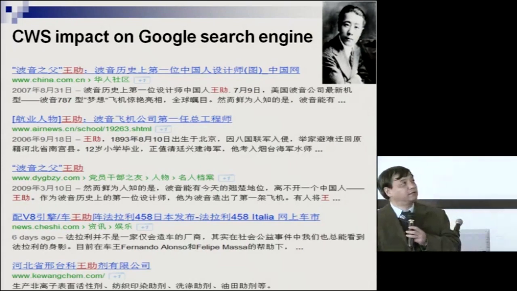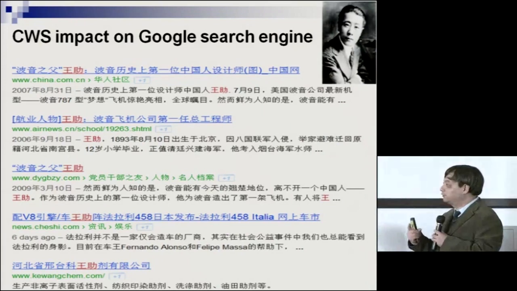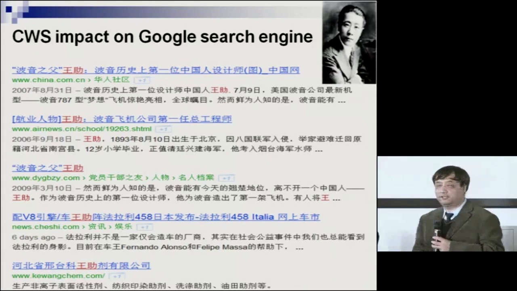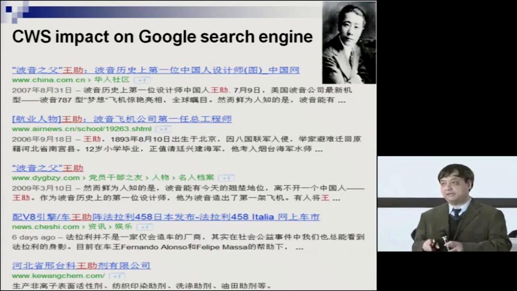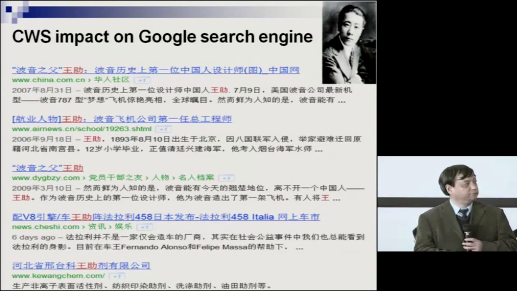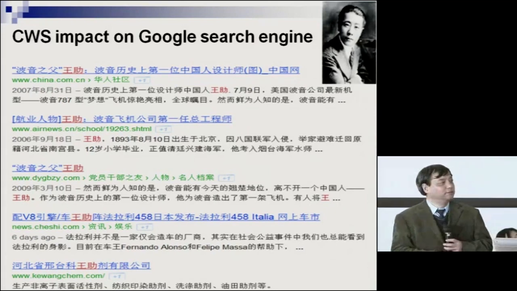For example, this guy was the first chief engineer of Boeing, a Chinese named Wang Zhu. If you enter Wang Zhu into the Google search engine, this article is related to him, but this one has nothing to do with him. Because here you can find Wang Zhu, but in fact, with a space in between, it means the king of cars, who assists Ferrari and distributes their products in Japan. So this is about cars.